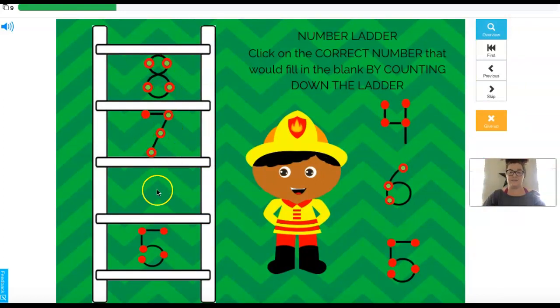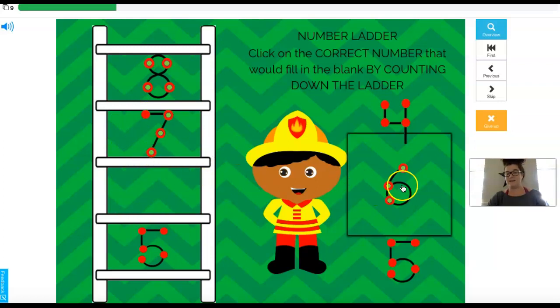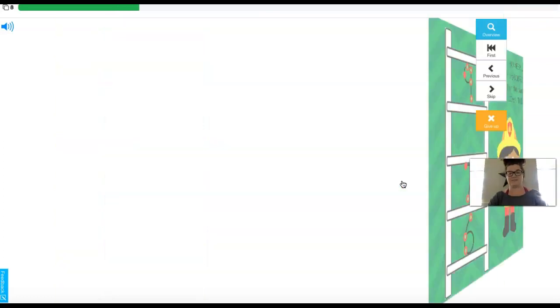8, 7, blank, 5. What goes in this space when I'm counting down the ladder? Well, we can count the touch points on the number above the blank space, and we'll be able to find it by counting backwards 1. That's why we talked the other day about 1 less than. So 1, 2, 3, 4, 5, 6, 7. I'm going to count backwards 1, 7, 6. What goes in this space? 6, that's right.